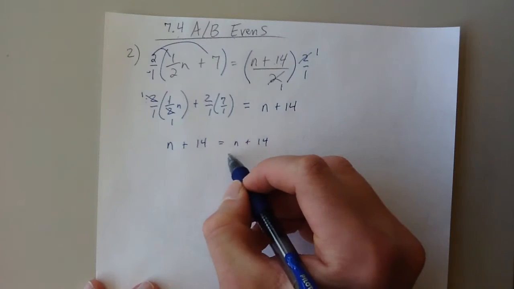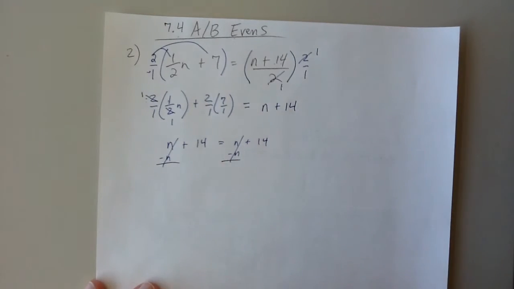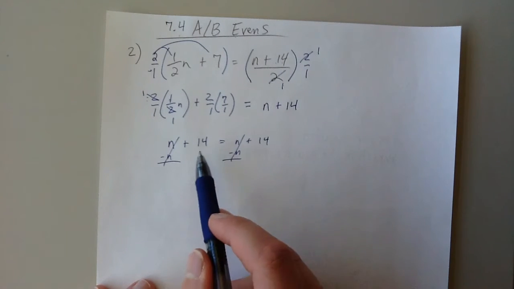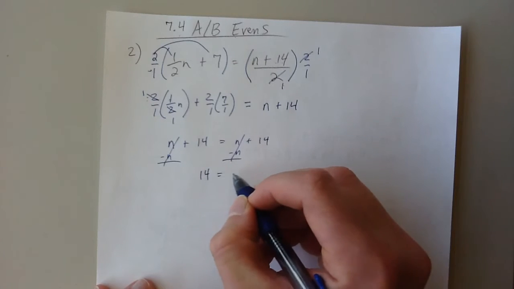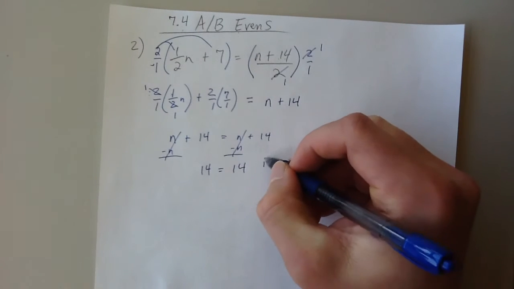If I move my n's, so let's say I subtract n from both sides, on the left and the right, they both cancel out because n minus n is 0. So what am I left with? I have 14 on the left and 14 on the right. So I have some number equals that same number. This means I will have infinitely many solutions.